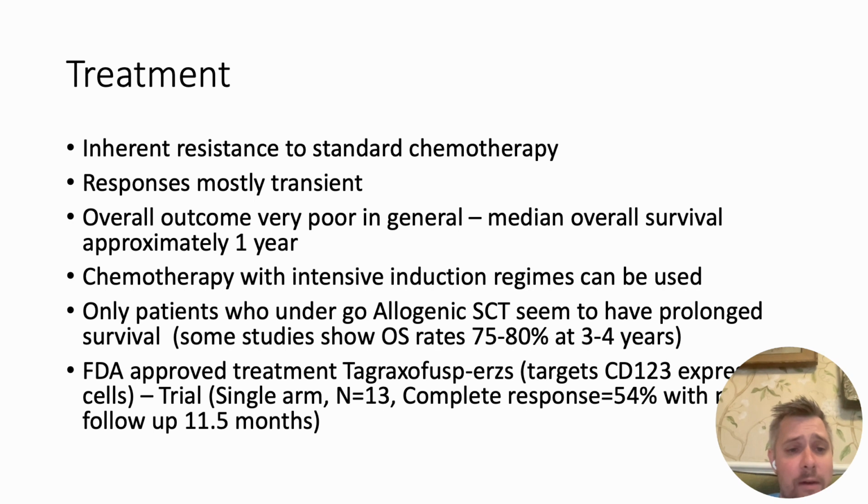And then there is a new FDA approved treatment called tagraxofusp, or something along those lines. This targets CD123 expressing cells. In a small single arm trial of about 13 patients, it showed a complete response rate of about 54% with follow up of 11.5 months. So this looks very promising, but more studies and research need to be done. And so I think, Reid, that's all I was going to talk about.